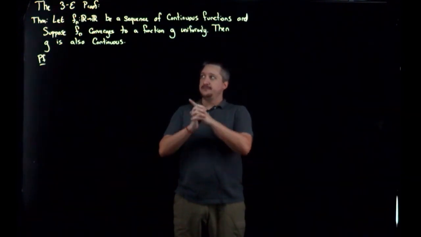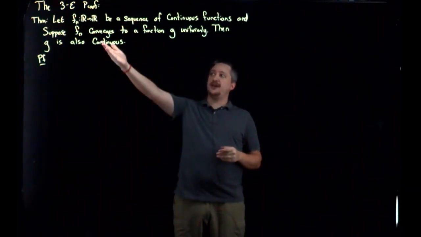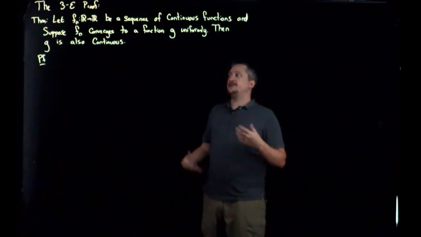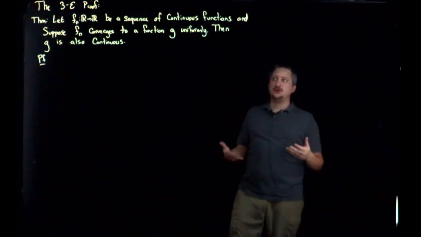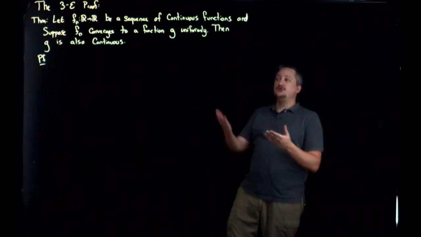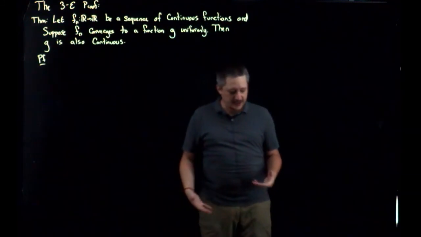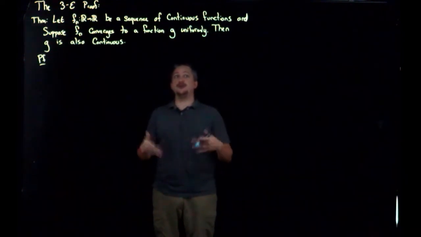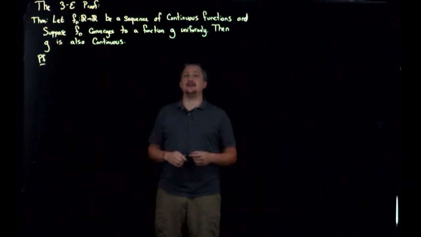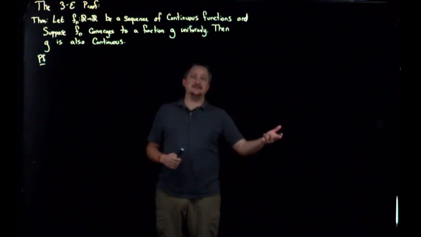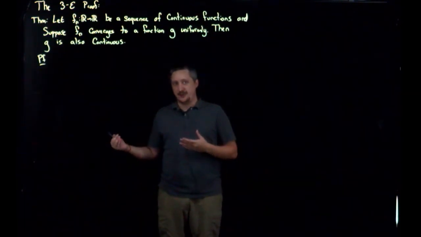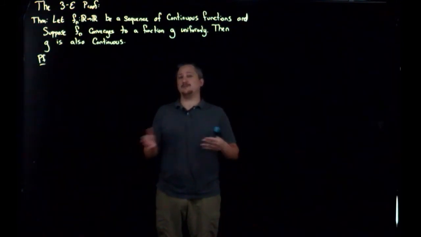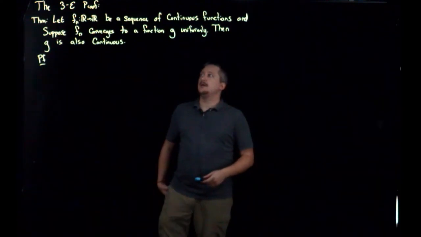So the theorem is: suppose f_n from R to R is a sequence of continuous functions, and suppose f_n converges to a function g uniformly. Then we can conclude g is also continuous. This is saying that unlike pointwise convergence, which we've seen, uniform convergence preserves the property of continuity, right? If all the f_n's are continuous, then g will be continuous if it's a uniform limit as opposed to a pointwise limit, okay?